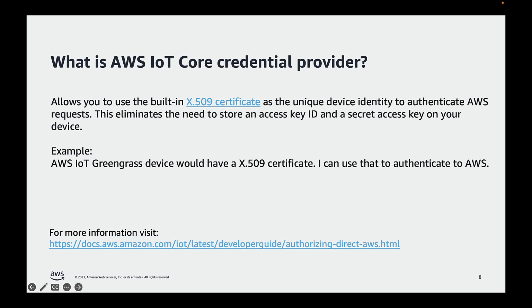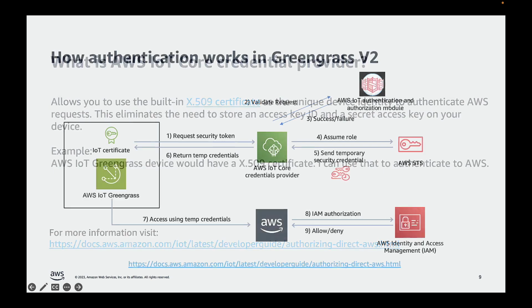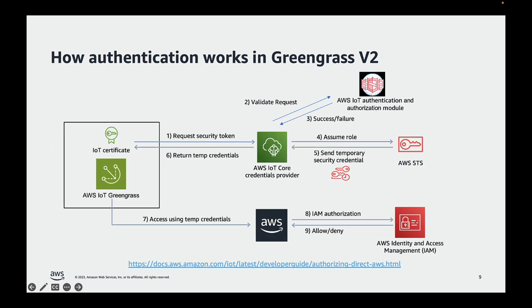So what exactly is AWS IoT Core Credential Provider? Well, it allows you to use the built-in X509 certificate on your device as a unique device identity to authenticate AWS requests. And so this will eliminate the need to store the access key ID and a secret access key on your device. So for our example, in our previous video, we created a Greengrass device. And on that device, we created an X509 certificate. And so with that X509 certificate, we're able to use that and give it to our core credential provider for authentication to AWS.